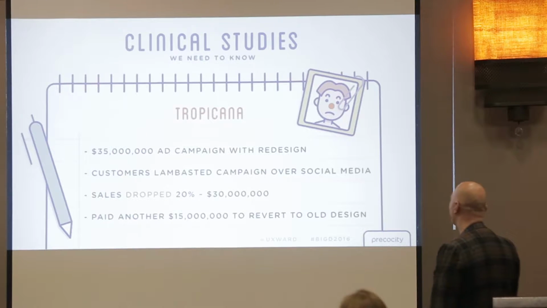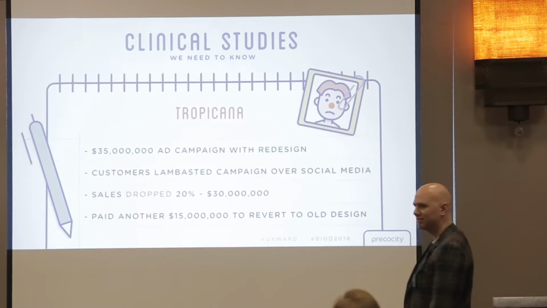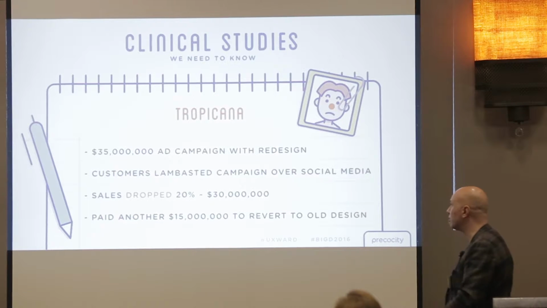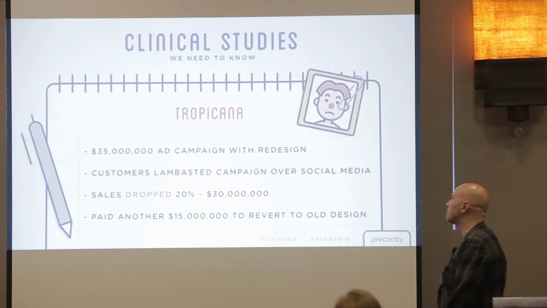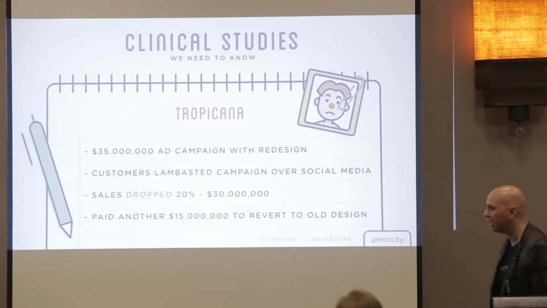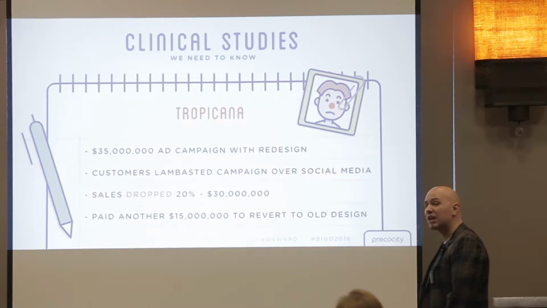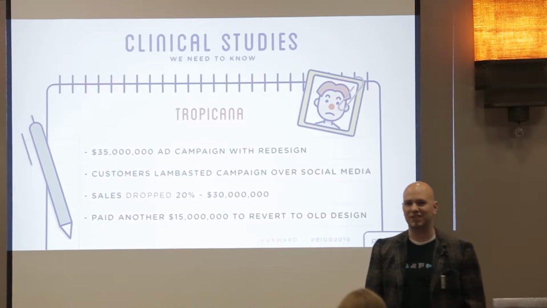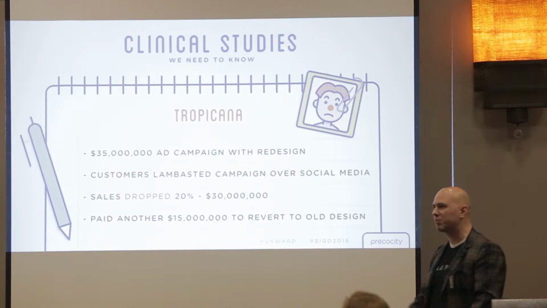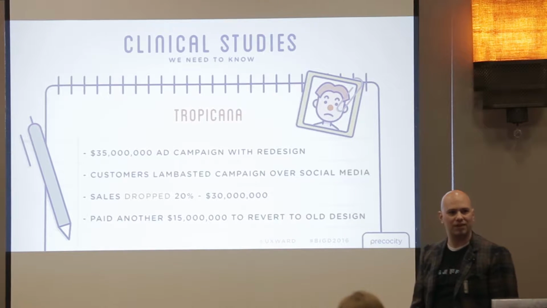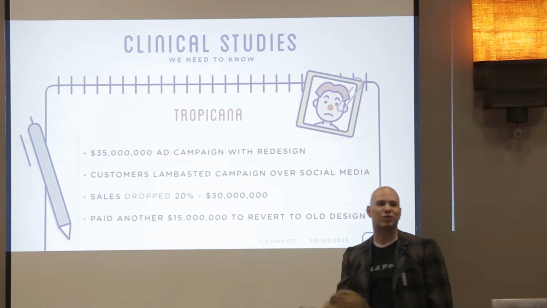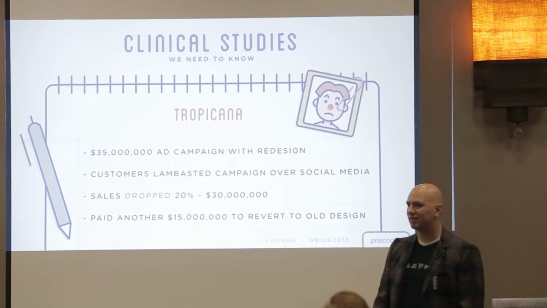Tropicana, this is a fun one. $35 million ad campaign, all across the board. Music, television, media, boxes, labels, logos, everything. Customers hated it, okay? Sales dropped by 20%. A lot of customers couldn't find the product they'd been buying for 30 years because of the redesign. And then when they showed them the product, they're like, oh, I thought that was a generic one. And so they had to pay another $15 million to go back to where they were before. Ta-da!